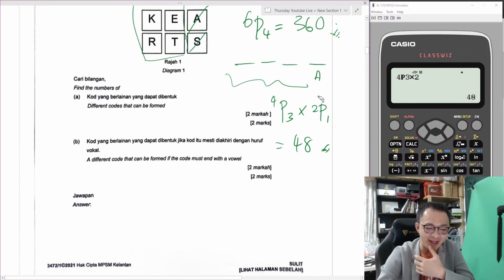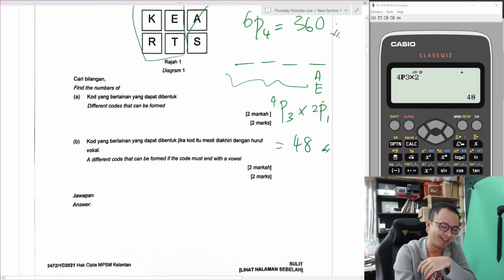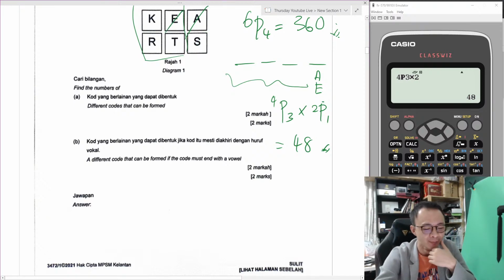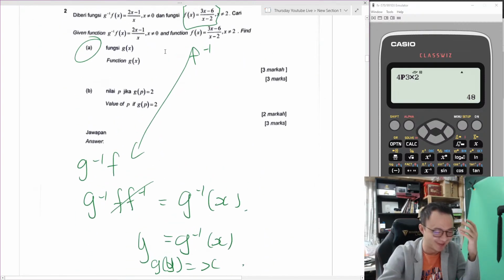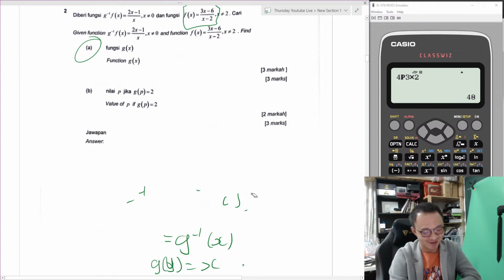Oh, I mean A and E. I accidentally wrote S. I mean, these two are vowels. Yes, you're right, A and E. Sometimes my brain just thinks something else. I don't know why.